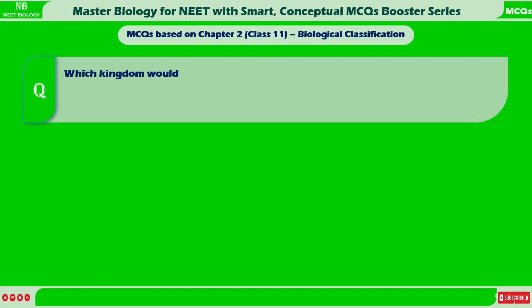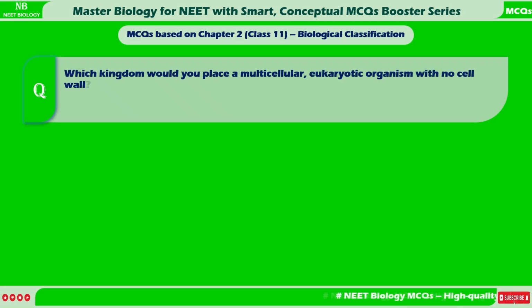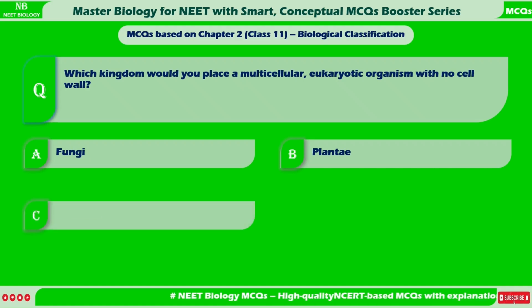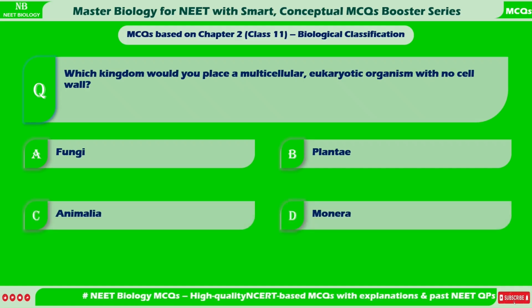Which kingdom would you place a multicellular, eukaryotic organism with no cell wall? A. Fungi. B. Plantae. C. Animalia. D. Monera.